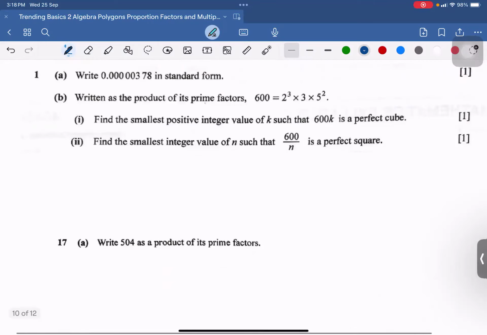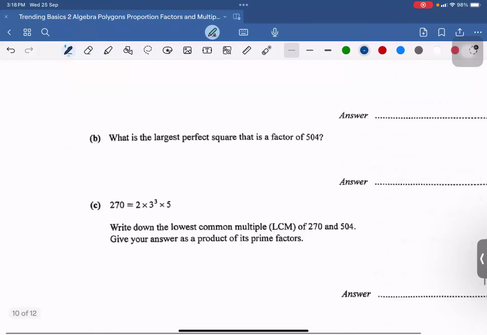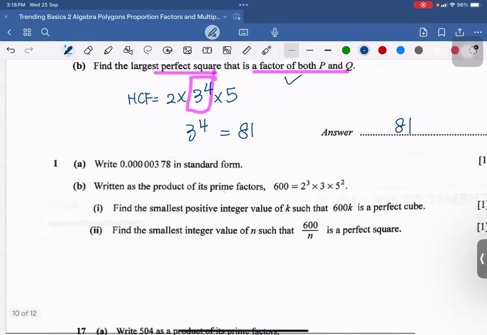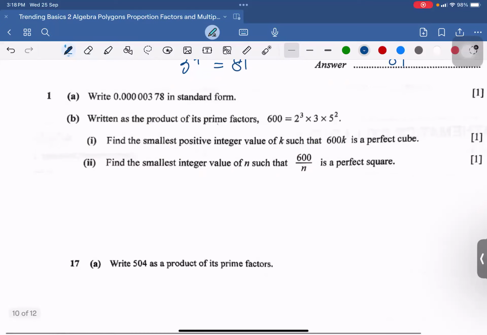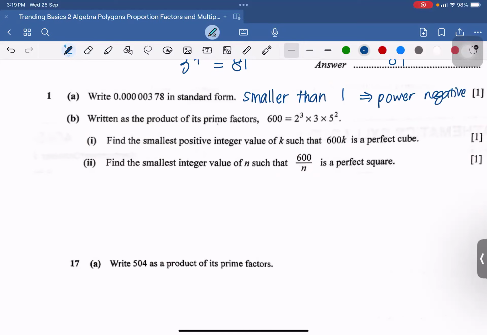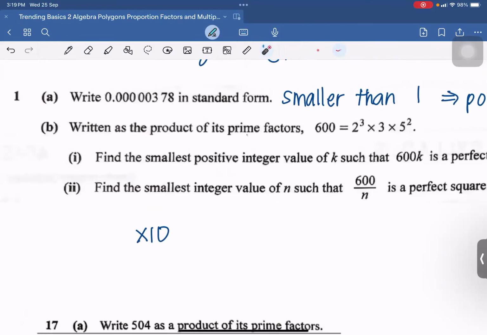Next one, I'm doing a little bit of older trend questions, but still in trend. Still much of a concept needed. First one, write the following in standard form. 0.000378. Oh, this number is already smaller than 1. If it's smaller than 1, the power must be a negative power, right? So I need to split this up into some number times 10 to the power of something. Where should I put my decimal place?